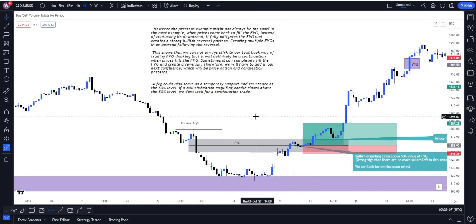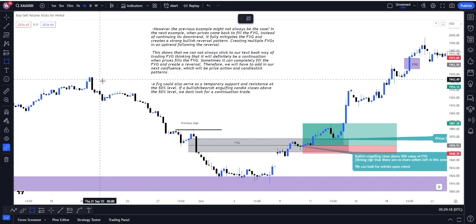As you can see, what happened was prices created an impulse while prices came back here. So a lot of people will look for shorts here at the 50% fair value gap area, but for me, I will not. Why is that so? We have to understand that we are currently in a bear trend.